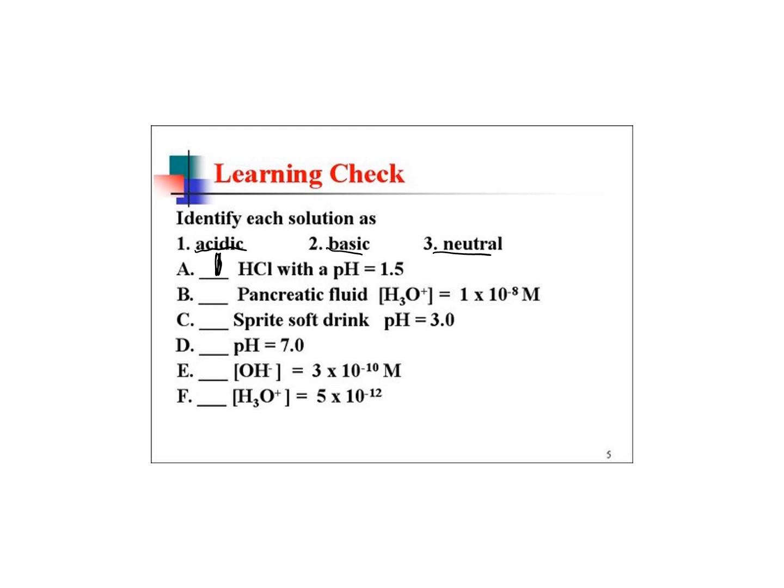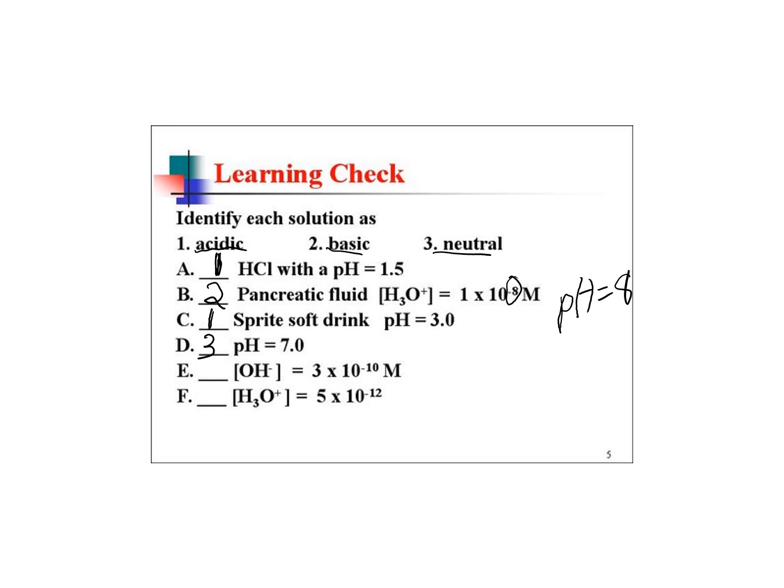Pancreatic fluid has a hydronium ion concentration of 1 × 10⁻⁸. So again, we can quickly determine that the pH of our solution is just the exponent, which is 8. So our pH here is 8, so it's greater than 7, so we have a base. The next one we have is Sprite soft drink. Its pH is 3. So again, less than 7, we can say that is an acid. If we have a solution that has a pH of 7, that's our definition of what's neutral. So I'm going to put a 3 in there.